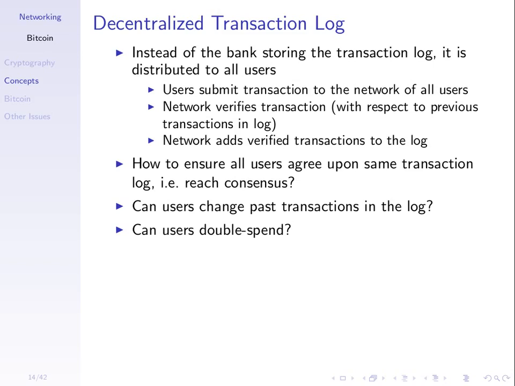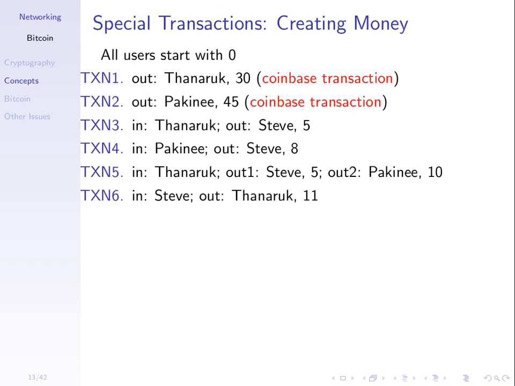We want to do things like stop people changing past transactions. Okay? I shouldn't be able to go back and say, Steve sent 11 to Tanarak. I shouldn't later be able to go back and change 11 down to 9 and say I only sent 9 to him. So once a transaction is verified and added to the log, it shouldn't be able to be changed.